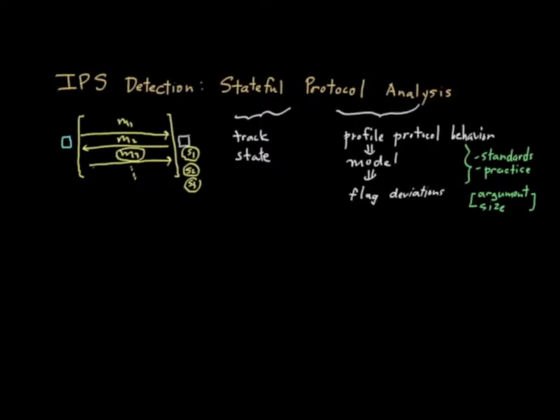Let me give an example, which I think will help illustrate the point. The example has to do with the FTP protocol, and this is a canonical example of stateful protocol analysis. In the FTP protocol, you can have multiple states, but one of the most common states when you first start is what's called being unauthenticated.